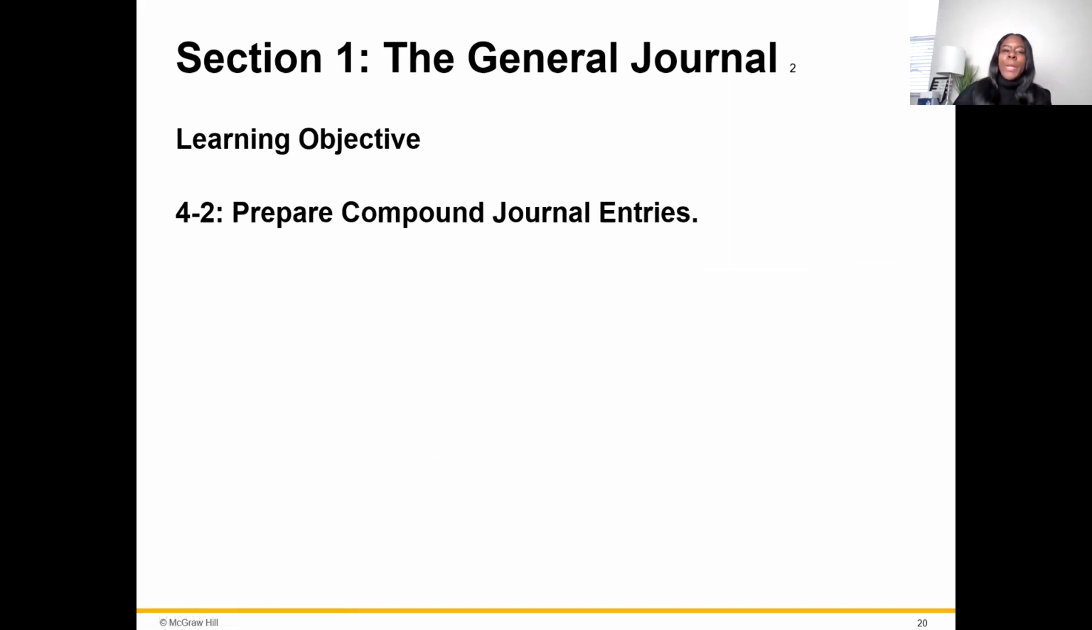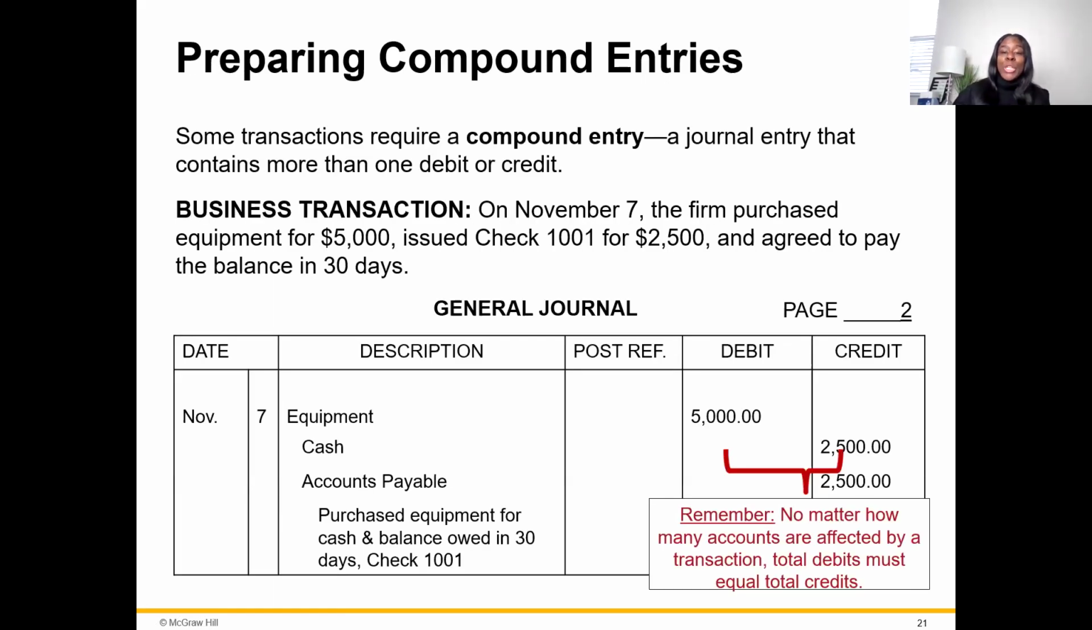Now let's look at preparing compounded journal entries. This is when you have multiple accounts at once. So sometimes you may have one debit and 3 credits, or 3 debits and 1 credit, or 4 debits and 4 credits. That's called a compounded entry. But what we must remember is that the debits must always equal the credits. And we do the same process by looking at the business transaction and walking through and identifying the accounts.